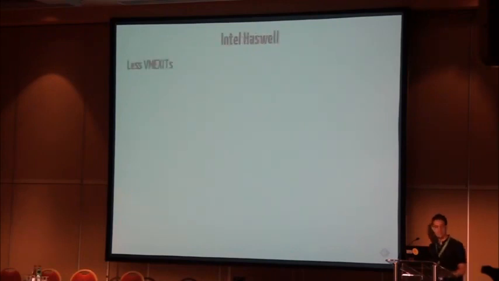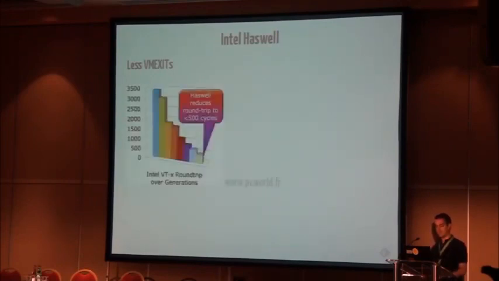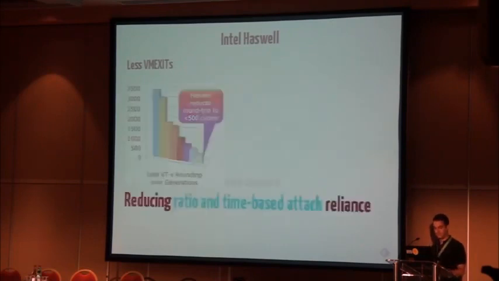Also, you have the Intel architecture as well. Maybe it will be out in June. I haven't tested it, but I took some schemas from pcworld.fr, and you can see that the round trip is below 500 cycles, but it's not enough to bypass the ratio detection. So we will wait, I think, two new architectures before this detection mechanism will be old. It reduces ratio and time-based attack reliance.